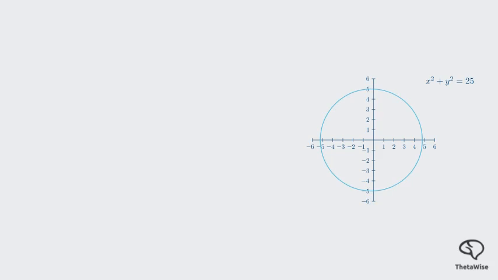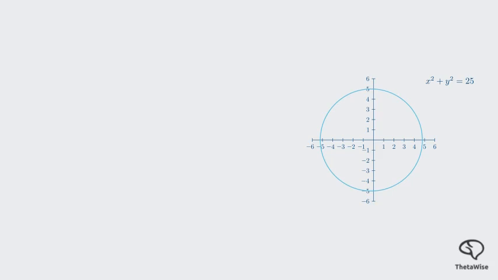To sketch it, we can mark the points positive and negative 5 on both axes and draw a smooth, round curve through them. Here is the sketch. We have a circle with its center at (0, 0) and a radius of 5 units. Let's continue with the analysis of our circle.